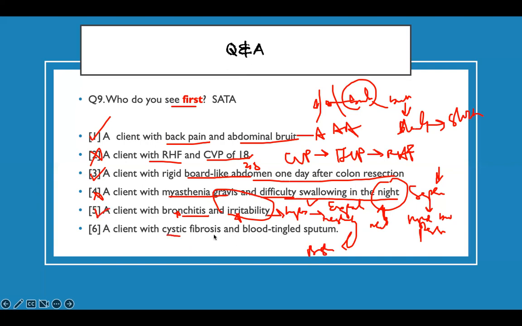A client with cystic fibrosis and blood-tinged sputum. Connect them together. Cystic fibrosis, what do they have? A lot of thick sputum. And they have to cough violently to clear that. Therefore, you expect a little bit of blood in them. That's fine. I never said they are having distress or anything like that. So this patient is fine.